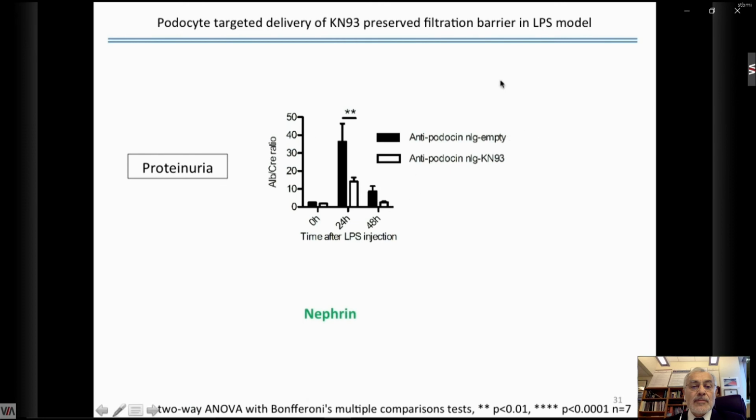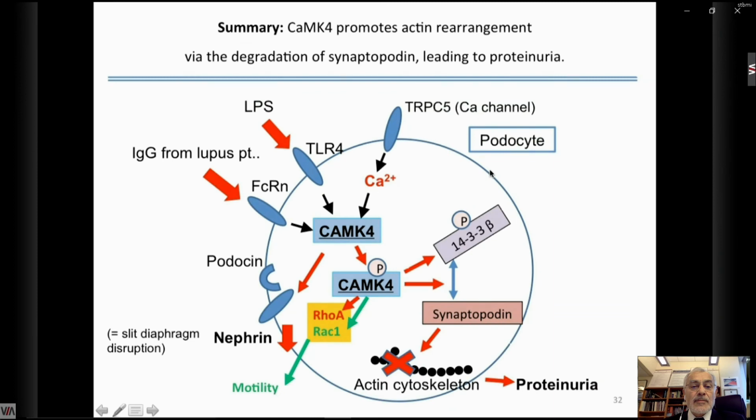Now, here it's accomplishing the same thing in another model where we injected LPS. LPS causes a temporary podocytopathy and results in proteinuria. And if we treat these mice before we administer LPS with the podocin nanolipogels coated and loaded with K93, we were able to suppress it.